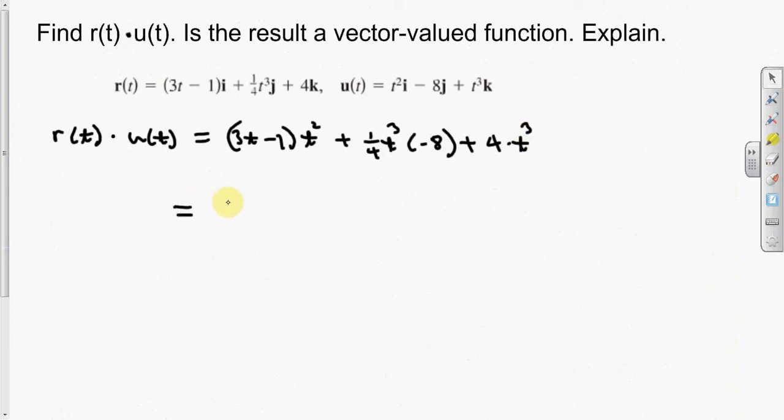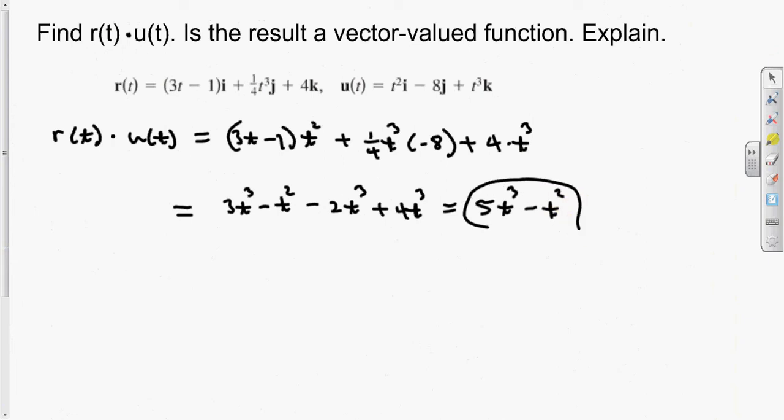So here we have 3t to the third minus t squared minus 2t to the third plus 4t to the third. And I think we can simplify that. We get 3 minus 2 is 1 plus the 4, that's 5t to the third minus t squared.